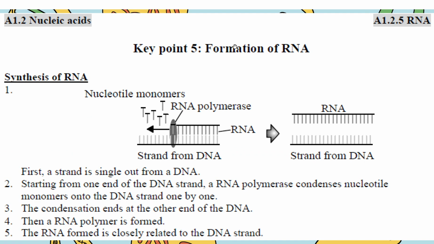Formation of RNA, or how does RNA form from DNA? Later on you learn the DNA double helix system. First of all, you need to separate it out as a single DNA strand. And then this single DNA strand becomes the template, and along this template, RNA nucleotides will fit on it one by one, by RNA polymerase. The RNA polymerase will start from one end and condense RNA nucleotides onto the DNA strand, one by one.